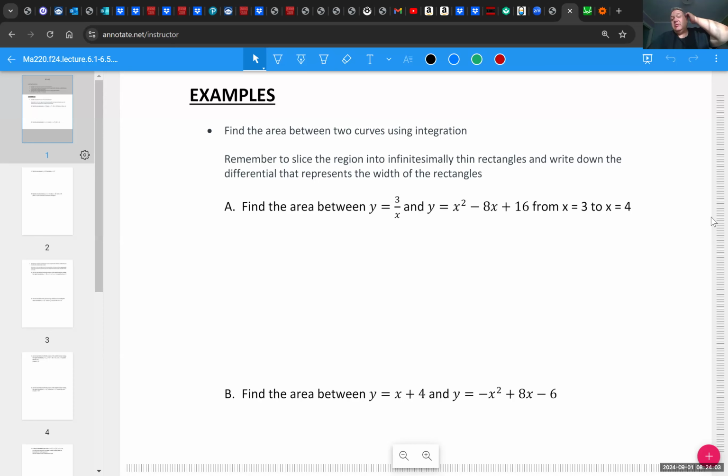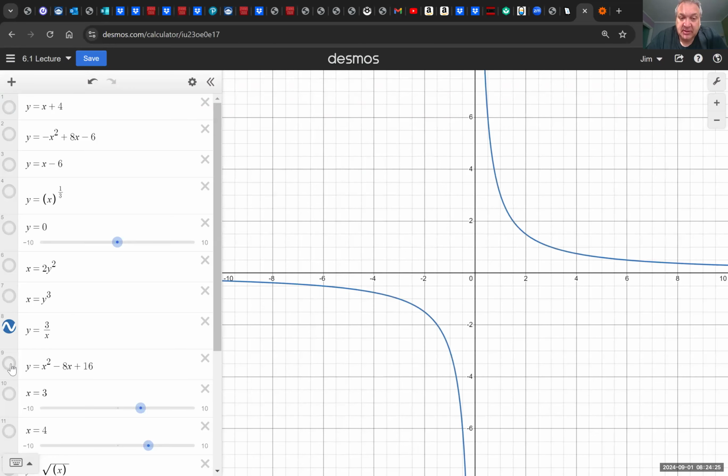My first example here is to find the area between this y equals 3 over x function and the y equals x squared minus 8x plus 16 function from 3 to 4. I do recommend that you make a graph of these things. Most people will benefit quite a bit just by seeing what's going on. So I'm going to use Desmos, and I've typed in a bunch of graphs here already. The 3 over x and the x squared minus 8x plus 16 are right here.